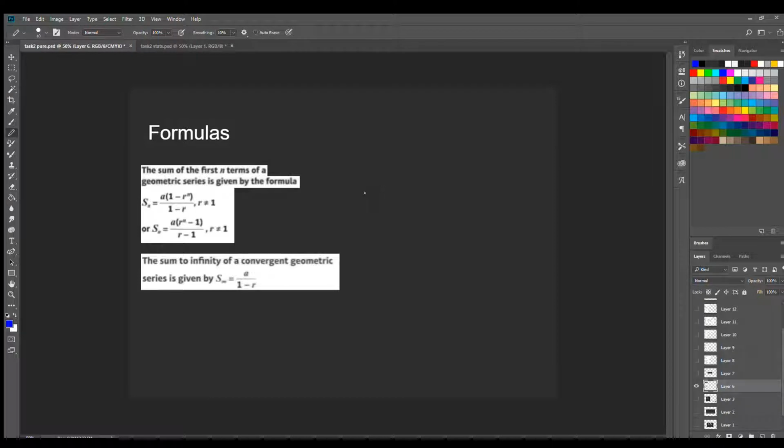The formula you might need to know is this formula, and this adds up all the terms from the first term a to the last term a times r to the power of n minus 1. The second formula is this one, which adds up all the numbers in a convergent geometric series, and this means it can't be 1 plus 2 plus 3, etc., because it adds up to an infinitely large number. It has to be something like a half plus a quarter plus an eighth, etc.